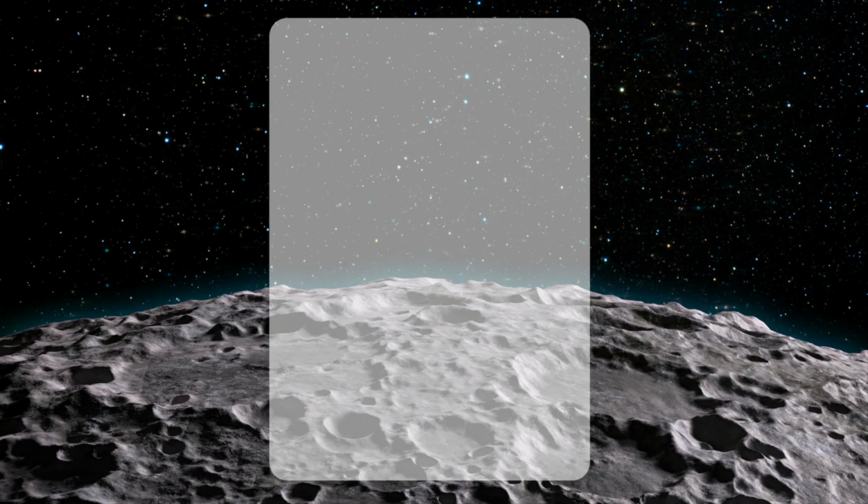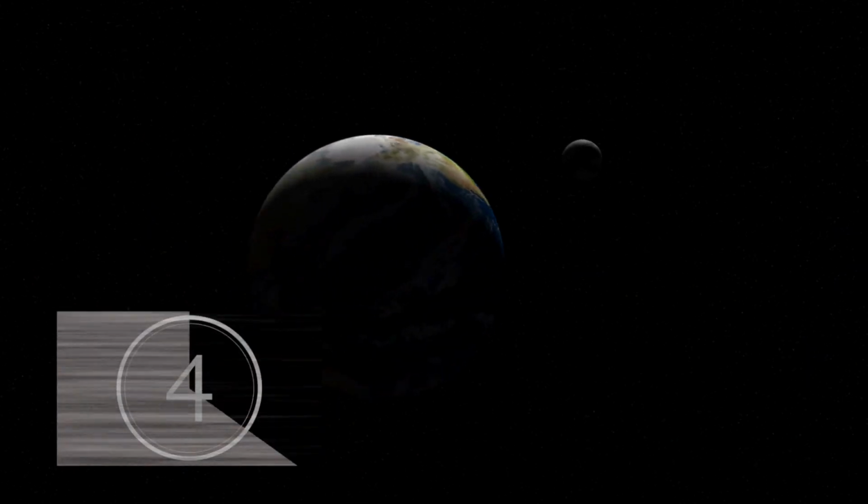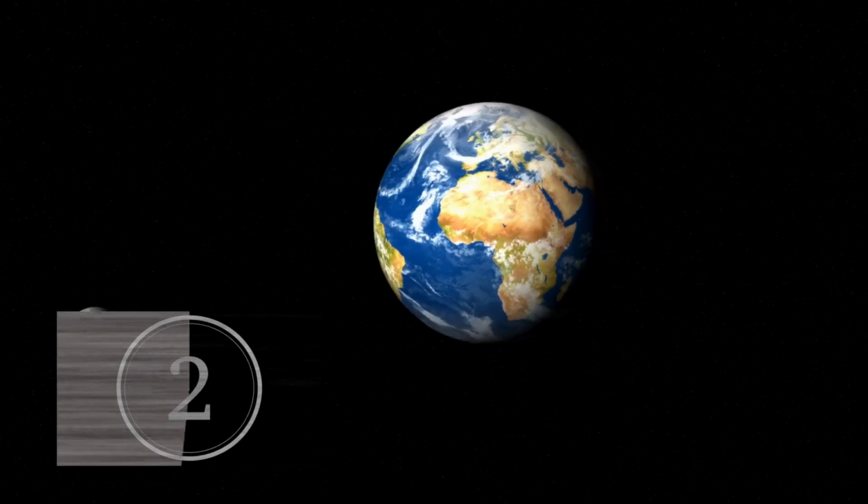Okay, question number 2. What are the dark flat plains on the moon called? I hope you remembered this. The answer is Lunar. Next question.